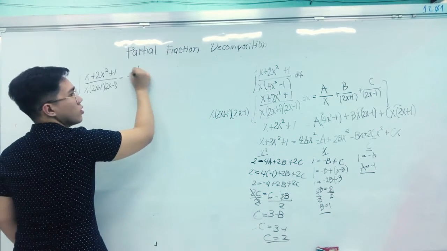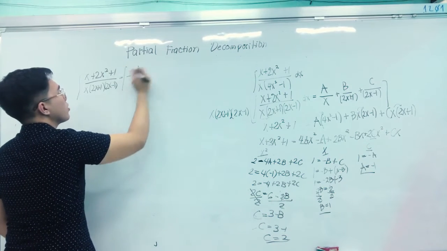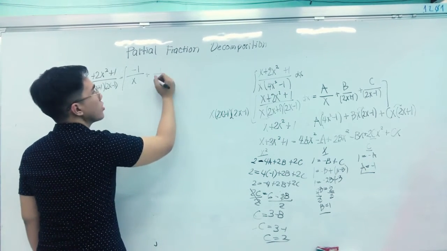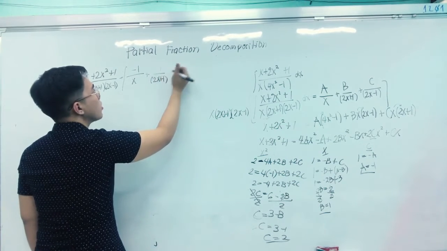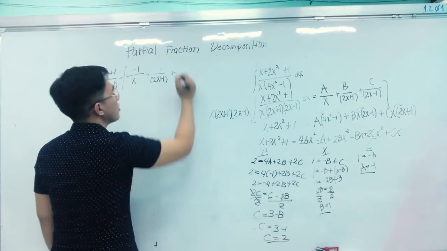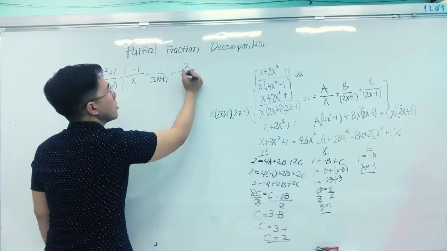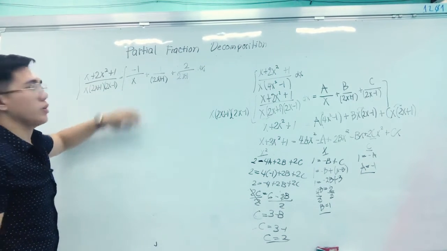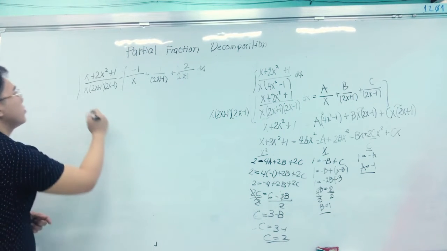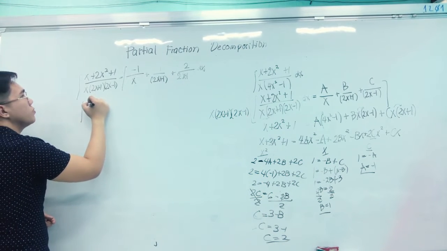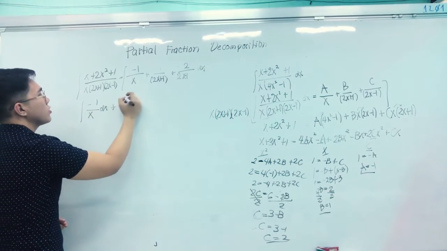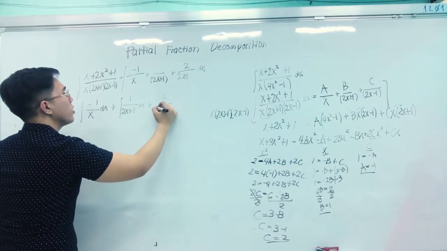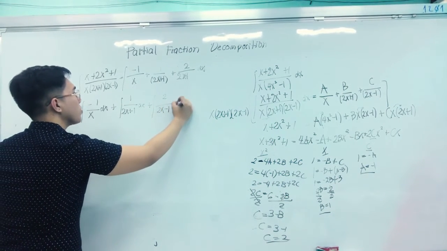So we have negative 1 over x, integral of negative 1 over x plus the value of b is equal to 1, 1 over 2x plus 1 plus the value of c is positive 2, 2 over 2x minus 1 dx. So now we have this equation. So let's now apply the sum rule. So the integral of negative 1 over x dx plus integral of 1 over 2x plus 1 dx plus integral of 2 over 2x minus 1 dx.